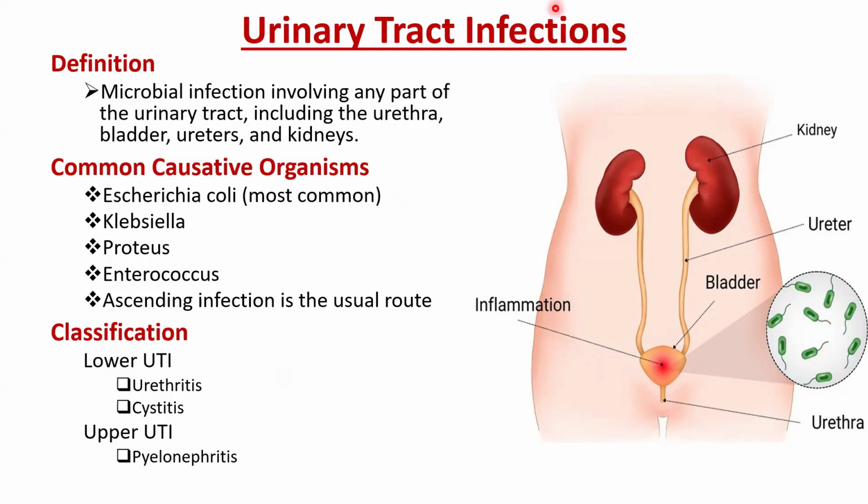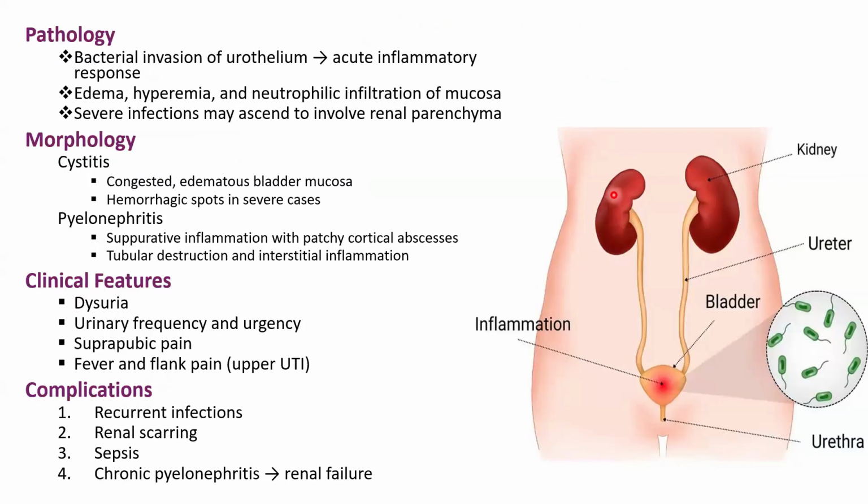These UTIs are classified into two. The lower urinary tract infections affect the urethra, giving us urethritis. It can affect the bladder, known as cystitis. And it can also affect the kidneys, pyelonephritis, which is an upper urinary tract infection. Just by name, if it's cystitis, you'll expect the bladder to be inflamed. If it's pyelonephritis, you'll expect the kidneys to be inflamed.